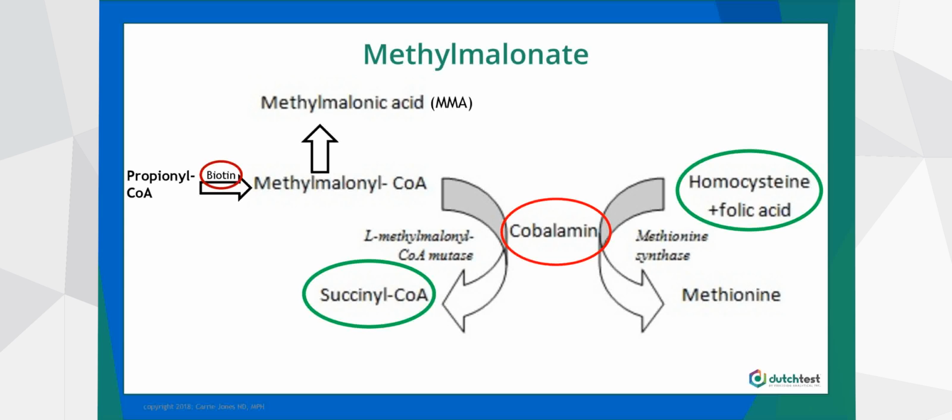So if you don't have B12, if you don't have cobalamin, then the arrow goes up to methylmalonic acid, or MMA. Now, methylmalonic acid and methylmalonate, or malonate, depending on how you say it, are the same thing. We have methylmalonate, but methylmalonic acid, it's the same thing. So if cobalamin goes down, MMA goes up.